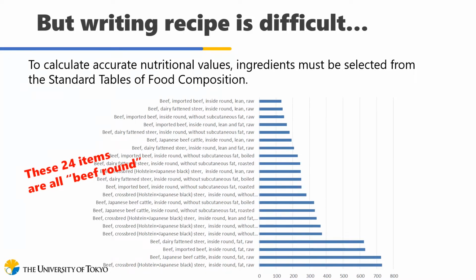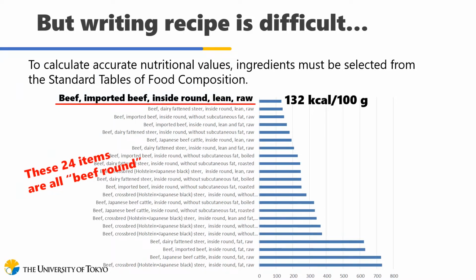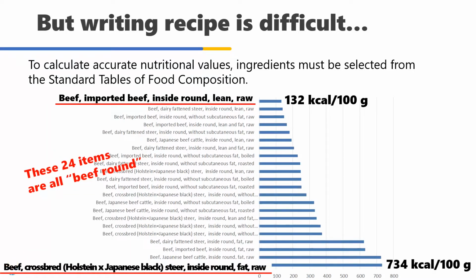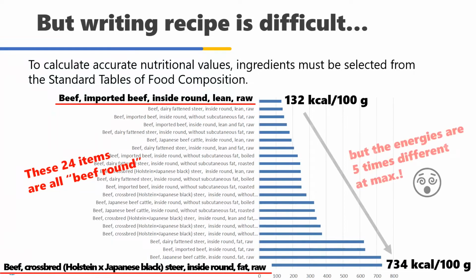If we select beef, imported beef, inside round, lean, raw, its energy per 100 grams is 132 kilocalories, but if we select beef, crossbred, Holstein and Japanese black, steer, inside round, fat, raw, it has 734 kilocalories of energy, about 5.5 times higher. It is not easy for ordinary people, not nutritionists, to choose the right ingredients from these 24 choices.